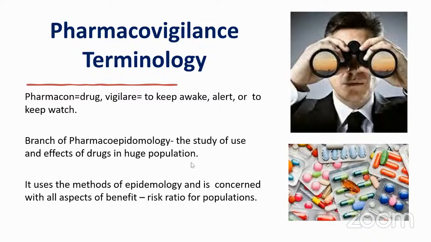Pharmacovigilance terminology, like every pharma terminology, comes from an ancient terminology. Pharmacovigilance is derived from an ancient word, which is a combination of two words, pharmacon and vigilator. Pharmacon is nothing but drug. Everybody from a pharma background will know this. Vigilator is nothing but to keep awake, alert, or to keep watch.